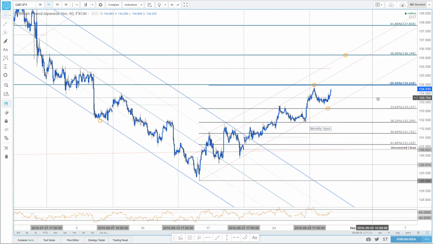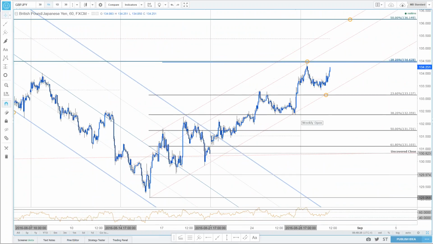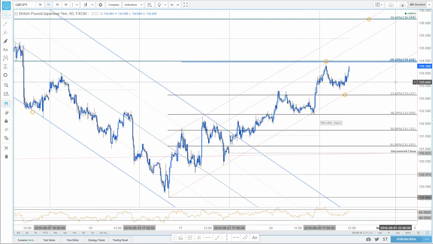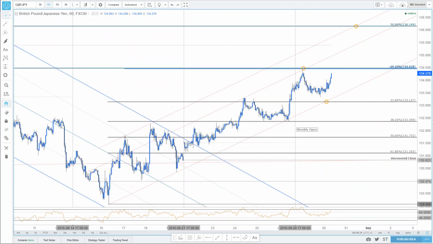All right, heading into the U.S. session, I would actually be looking for this thing to make another attempt at that high. I'd be looking for short triggers if we do get into that region. Any questions on pound yen? Still remains constructive above 133.14.